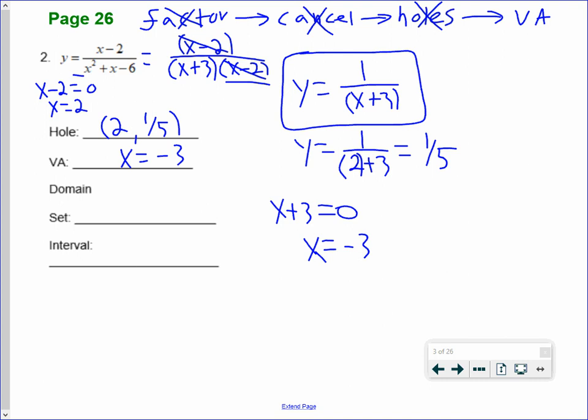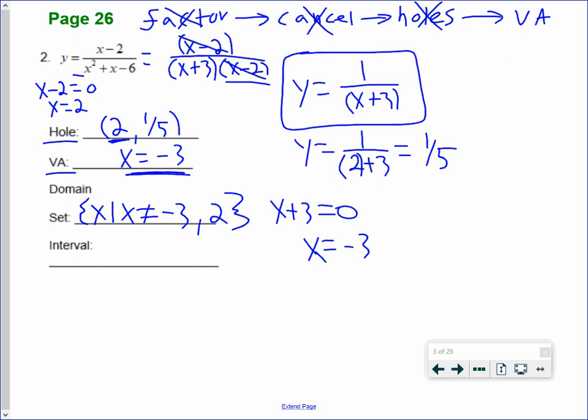So we have our holes, we have our vertical asymptotes. Now we need to figure out what our domain is. Our domain will be every single x value other than the x values on the vertical asymptote and in the holes. So in this case, it will be every x value such that x does not equal this negative 3 over here, and the x value of the hole over there. So it cannot equal negative 3 or 2, since our vertical asymptotes and the holes are both discontinuities in the graph, so nothing happens at those x values.